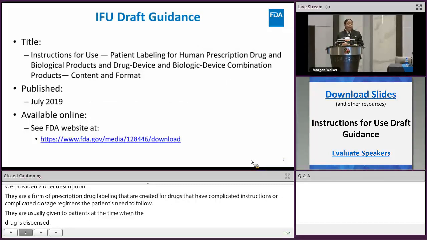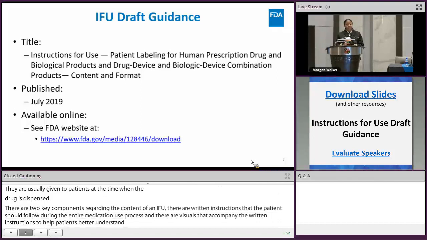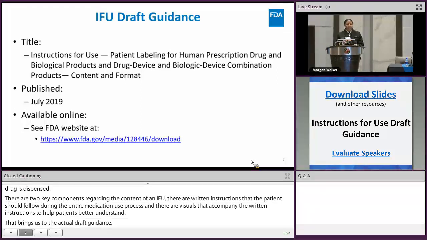Now that brings us to the actual draft guidance. The title is seen here on this slide. It was published in July of 2010 of this year, and the actual guidance can be found on the FDA website that you see on the slides.